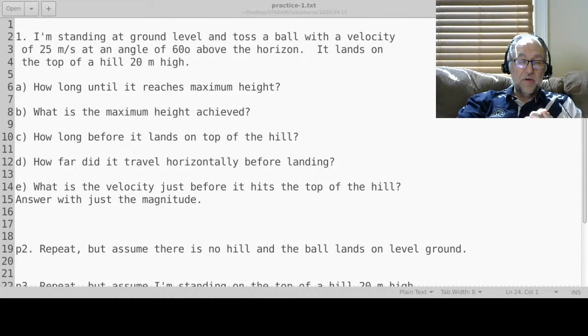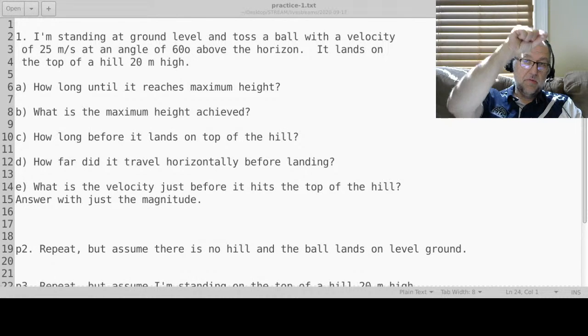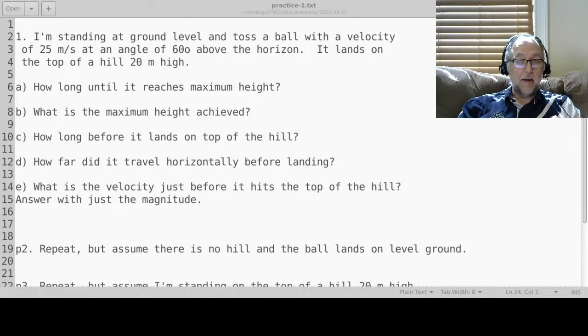The problems that I did in greater detail in the pre-recorded lecture had me on the top of a hill: I threw a ball and it landed on the bottom. So we're going to do the opposite of that. And here it is. I'm standing at ground level.